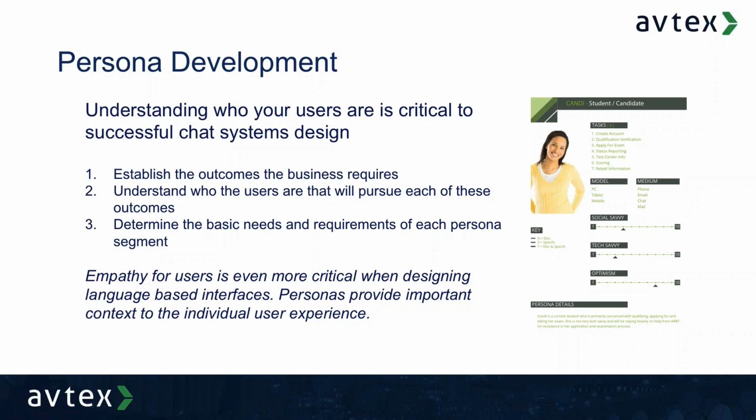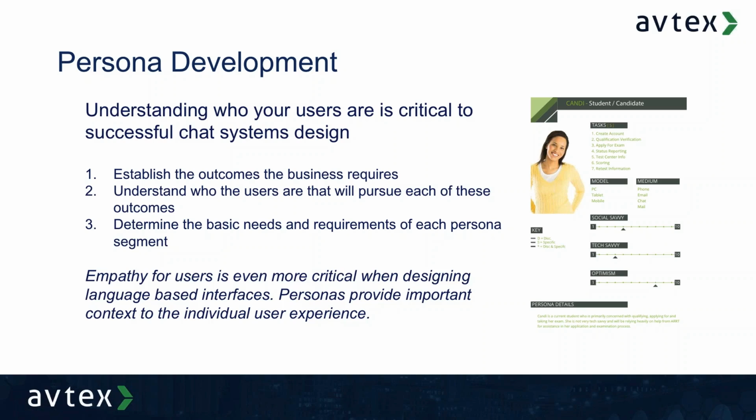However, empathy for users is even more critical when we're designing language-based interfaces. Personas provide all of this context around who this person is. And you can see in this example, we're even looking at things like sliding scales for things like social savvy and tech savvy and optimism. Optimism being, how likely are they to give up on a process if it doesn't work for them the first time or the second time? Will they abandon it and go to something else?